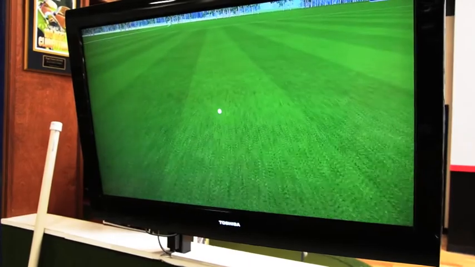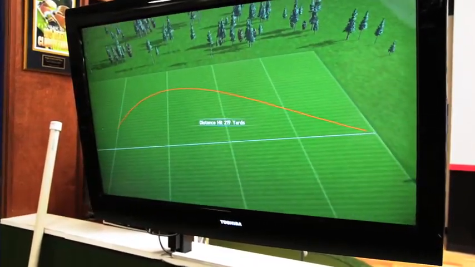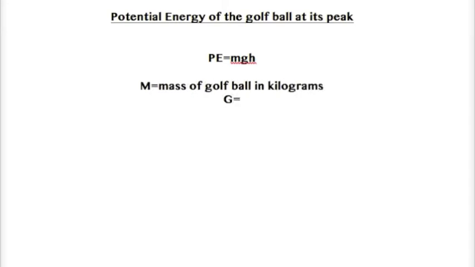After examining this ball flight on the launch monitor, we will now look at the potential energy of the golf ball at its peak. The equation for potential energy is potential energy equals mass times gravity times height, where m equals the mass of the golf ball in kilograms, g equals gravity, and h equals the height of the golf ball at its peak.